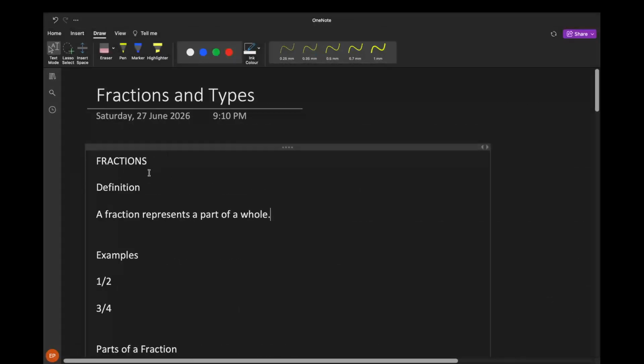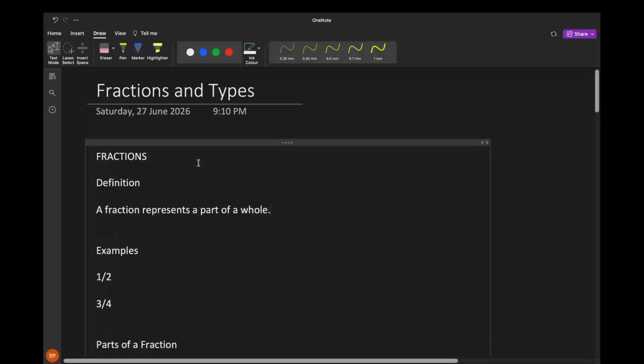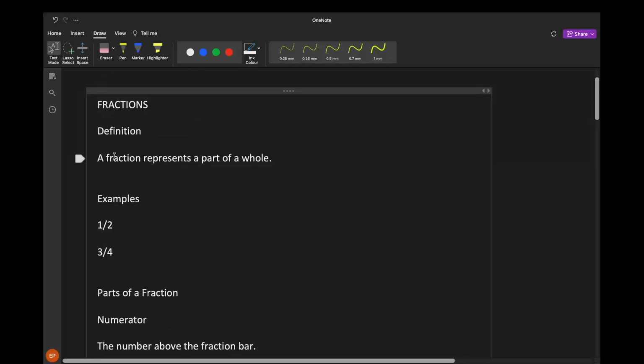Hello everyone. In this video, we'll see about fractions and types. Basically, a fraction represents a part of a whole. Let me take an example.